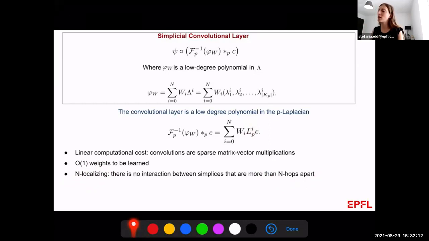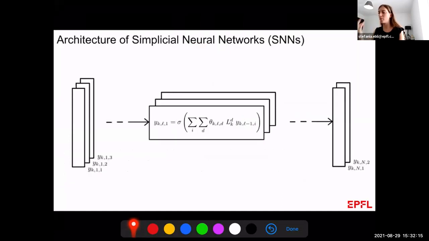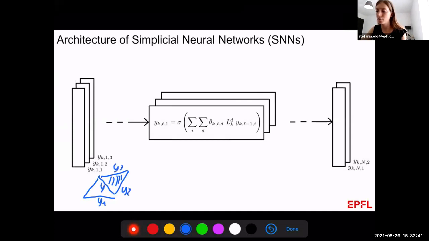So maybe just again, to have the entire picture in mind, what is the architecture of a simplicial neural network and how does it work? Before I show you the theory now, I want to compress everything in one image. So if we have a simplicial complex, and for example, now we want to consider some data on the edges of the simplicial complex. So we have some data. So the input of the simplicial neural network will be the data on the edges.